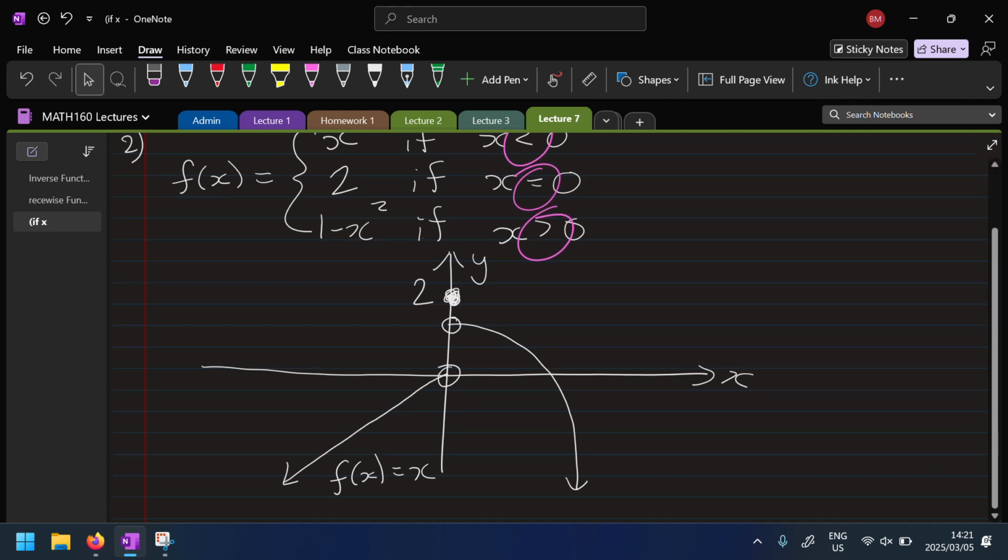Okay, and notice how the function changes as well. Going from left to right, we've got f of x equals x. Then it changes to 2. Then it changes to 1 minus x squared. Again, it changes twice. So it was x, it jumps up to 2, then jumps down to 1 minus x squared. Everyone all right with that? Okay.